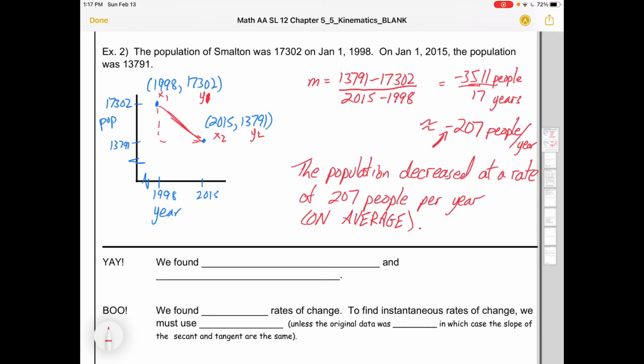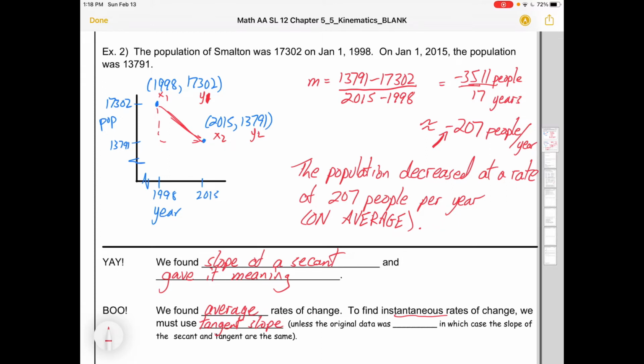So the good thing that we've done so far is that we've looked at slope and we've assigned some meaning. So we found slope of a secant, and we gave it meaning, which is better than just having slope be a number. The unfortunate thing is that we found average rates of change. That's because we found secant slopes. To find instantaneous rates of change, we would have to use the tangent slope. And that means calculus.